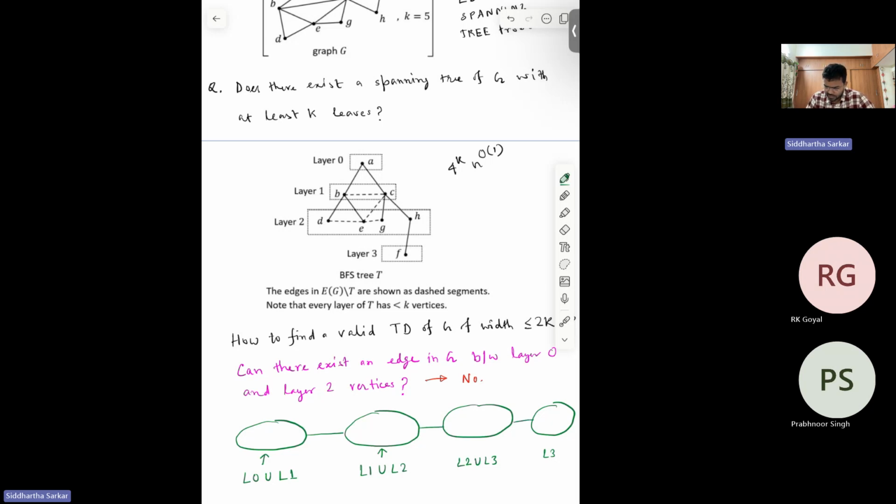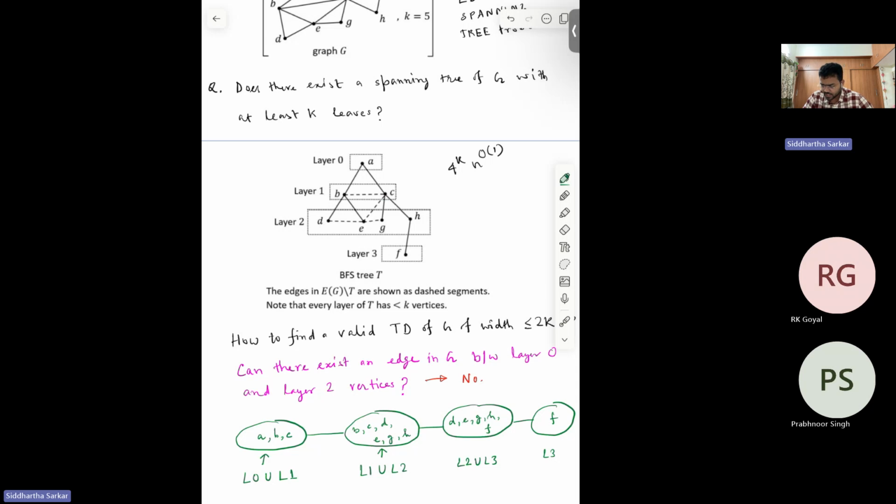Let's do it for this graph. Layer 0 and layer 1 are merged: A, B, C. So this is my first bag. Layer 1 and layer 2 are merged, so this is my second bag: B, C, D, E, G, H. And then I have layer 2 and layer 3 merged: D, E, G, H, F. And then lastly, I have layer 3.